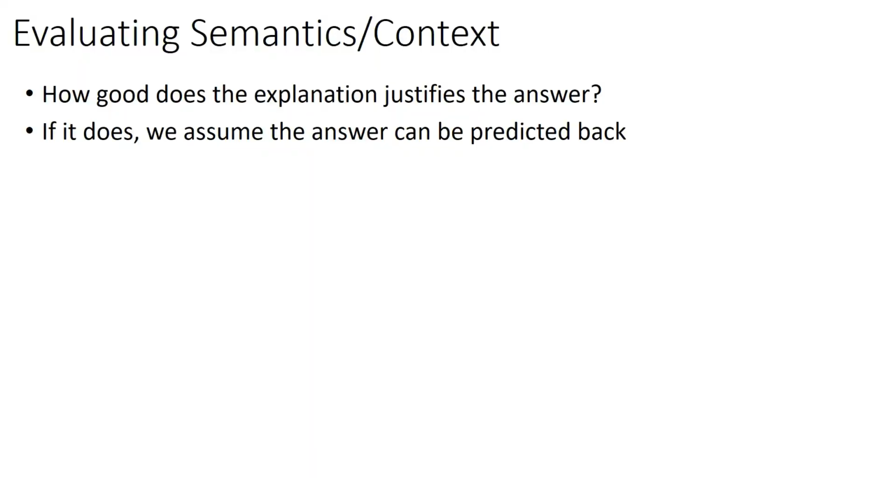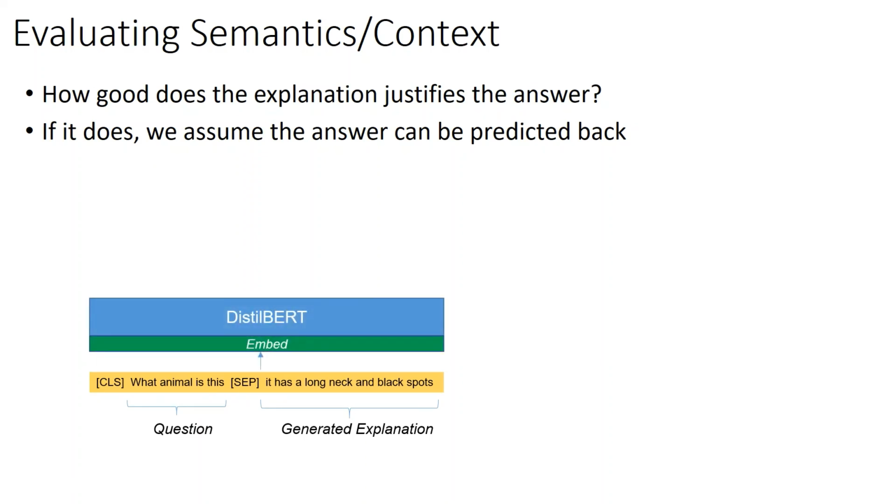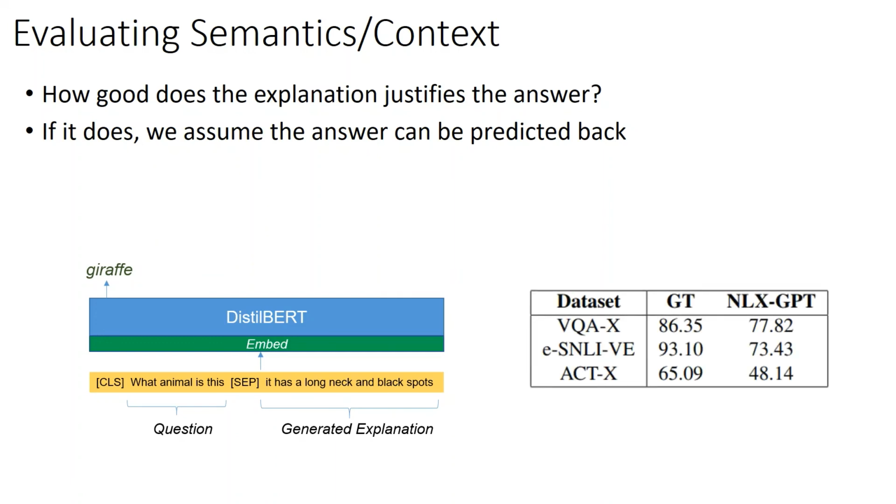We also propose an evaluation framework which focuses on the semantics and the context of the explanation. We want to measure how well the explanation justifies the answer. If it does, we assume that the answer can be predicted back. We feed the question and the generated explanation from our model to a new language model and aim to predict the answer back. We measure the accuracy as the evaluation criterion.